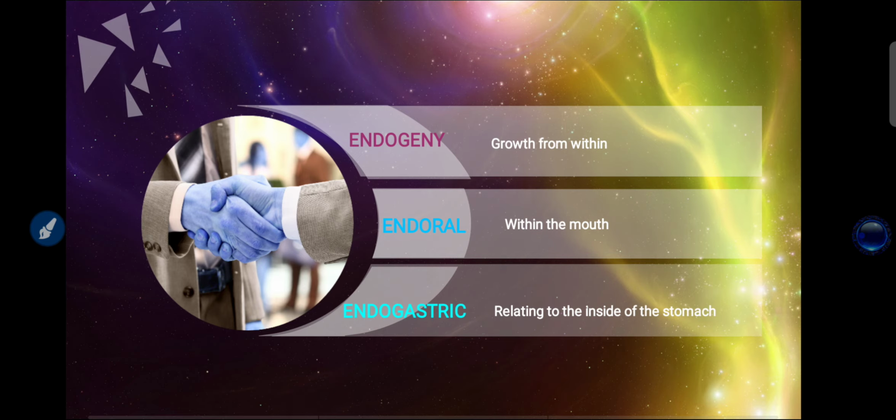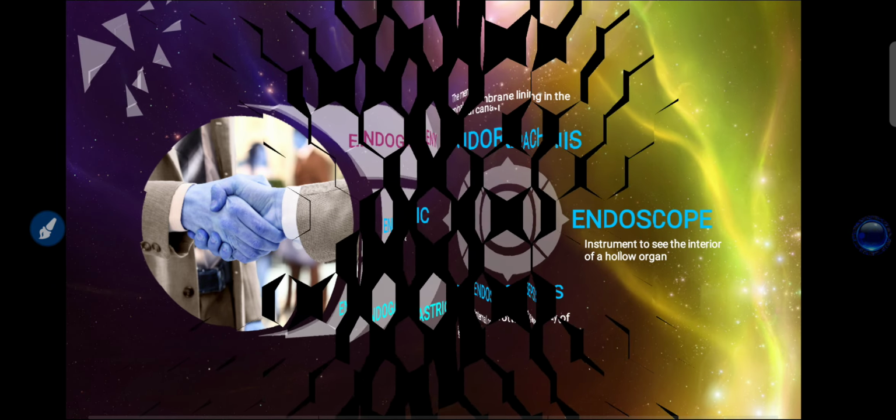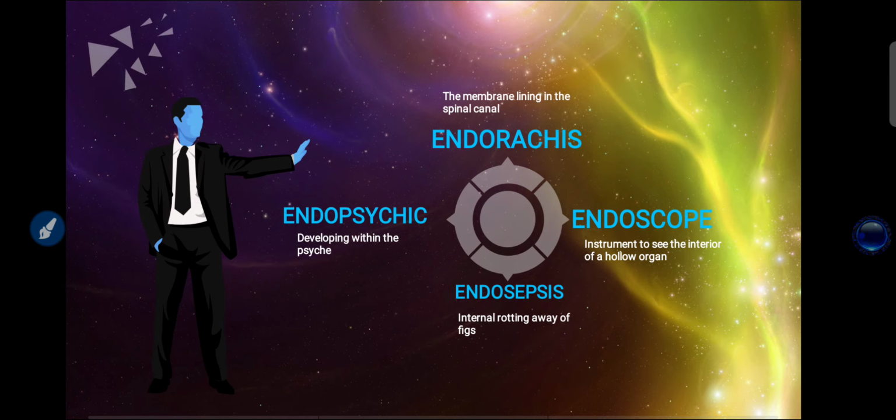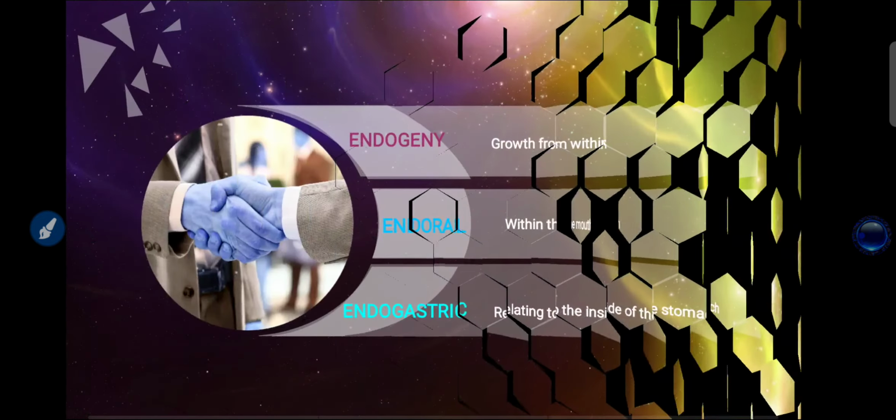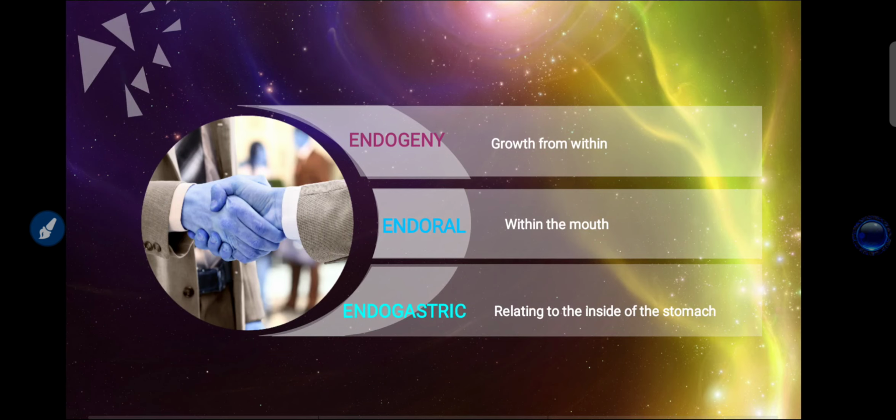Next is endogeny. Endogeny means growth from inside. And I think this word may come twice. I think I have taught you all endogeny. What does it mean actually? Growth from within. Within means within your personality and all. Okay, endoral. Endoral means within the mouth.